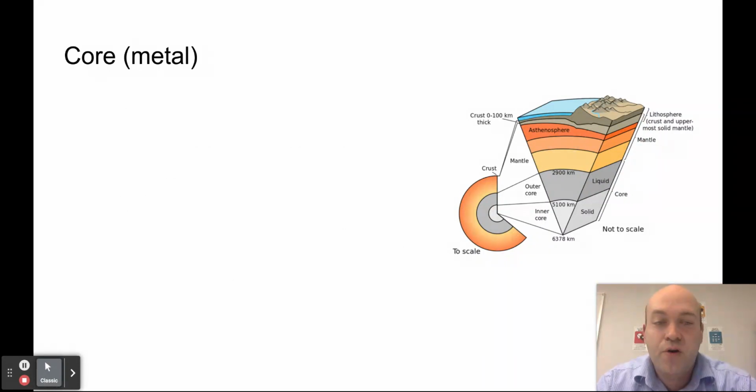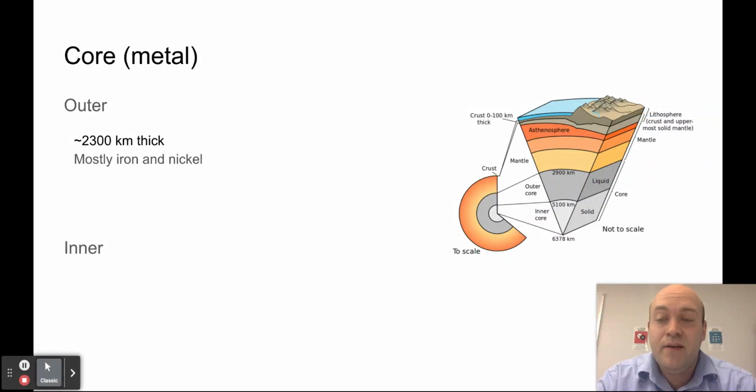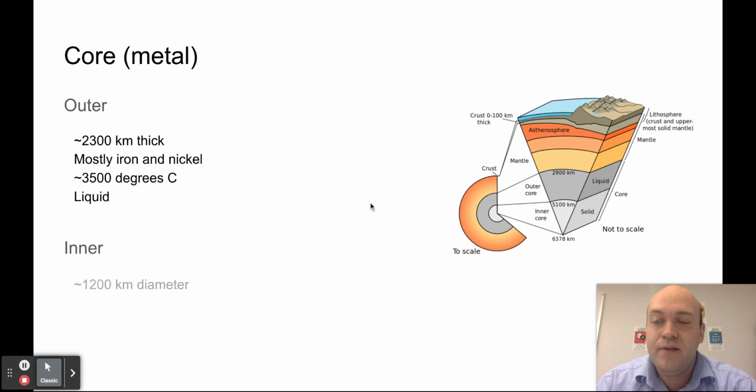Next up, we've got the core. Rather than being made of rock, it's almost entirely made of metal. And we can split that into the outer core and the inner core. The outer core is about 2,300 kilometers thick, and both the outer and the inner are mostly iron and nickel. So, like I said, made of metal. And we're looking at about 3,500 degrees Celsius in the outer core. That metal is liquid at that temperature and pressure.